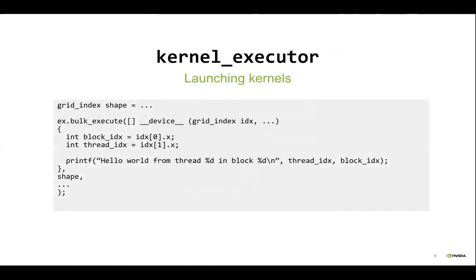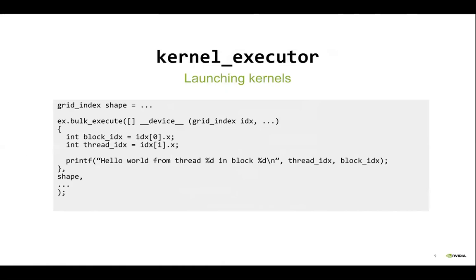And then the details of that bulk execute call. We're launching a CUDA kernel, so we describe the number of thread blocks and the number of threads per block in this shape variable, which has this grid index type. And to launch a kernel through this bulk execute function, I've defined it in this slide with a lambda function. You don't have to do that, but it's convenient because we can do everything in line.